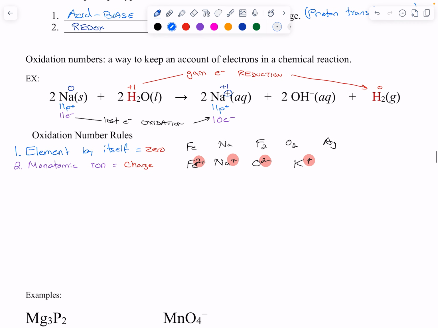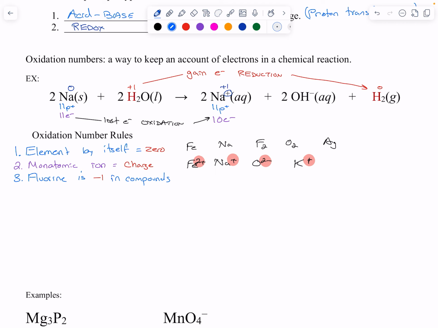Rule 3: fluorine is -1 in compounds. Period. The only time fluorine's not -1 is in F2, where fluorine is 0. Every other time you see fluoride, it's -1.